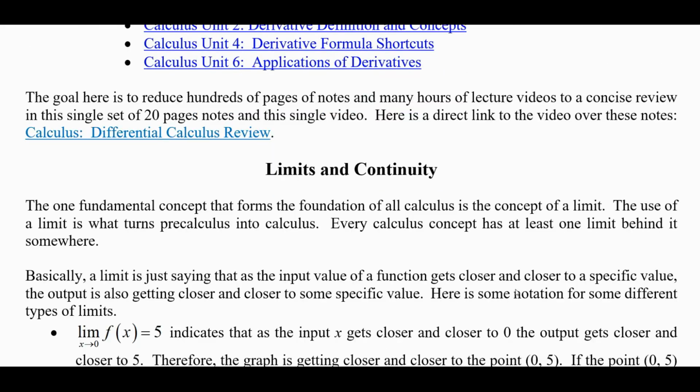So the goal in this set of notes and this video is to reduce hundreds of pages of notes and many hours of lecture video to a concise review in this single set of 20 typewritten pages of notes and this single video. We'll see how short I can make the video. The direct link to the video, if you have the notes, can be obtained by clicking that link.